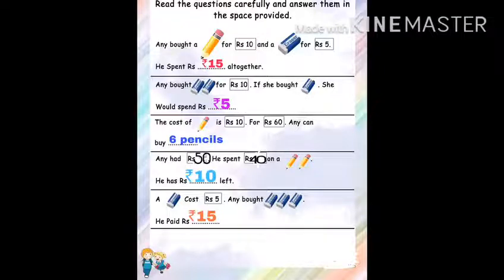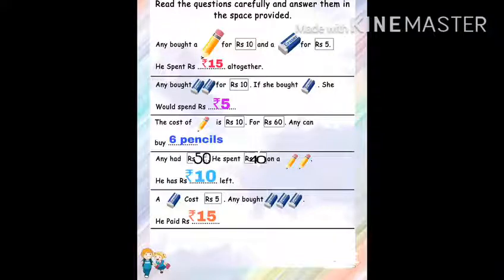Then the third is the cost of one pencil is rupees 10. For rupees 60, Annie can buy how many pencils? If one pencil is of 10 rupees, then for 60 rupees she can buy how many pencils? 6 pencils. That means if you calculate 10 multiplied by 6, the answer is 60. So for 60 rupees she can buy 6 pencils.